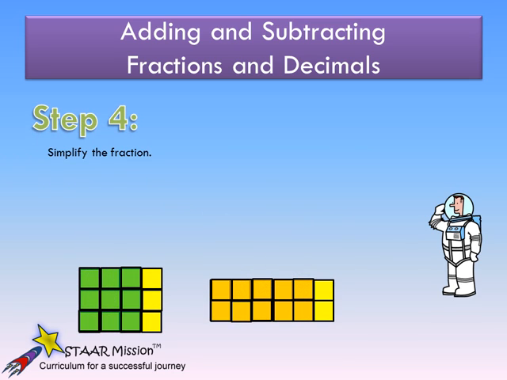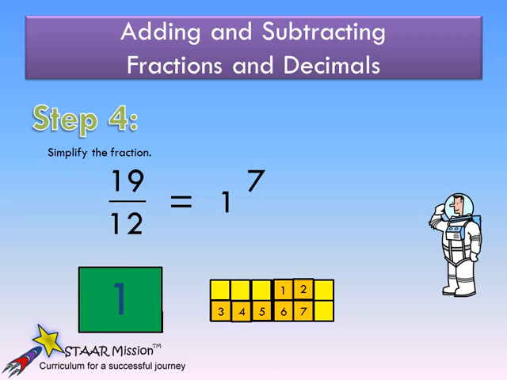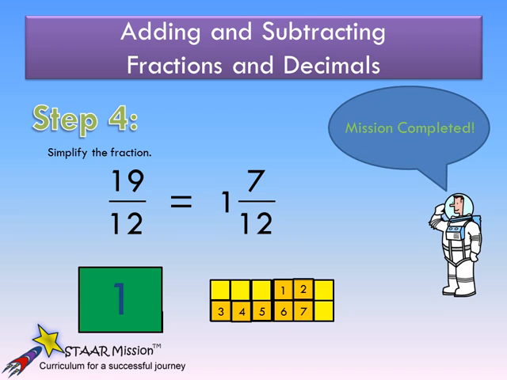Step 4 is to simplify the fraction. The fraction is 19/12. If we combine 3 orange tiles with the green tiles, we have 1 whole and 7/12, which gives us the mixed number 1 and 7/12. Our mission is completed.